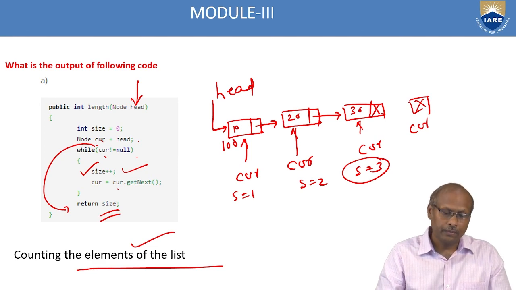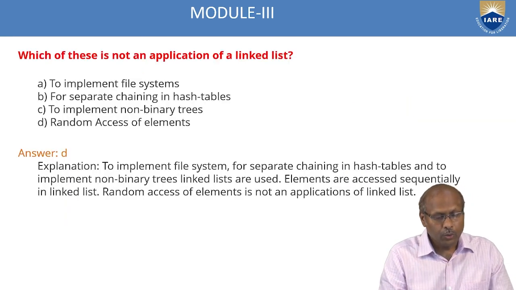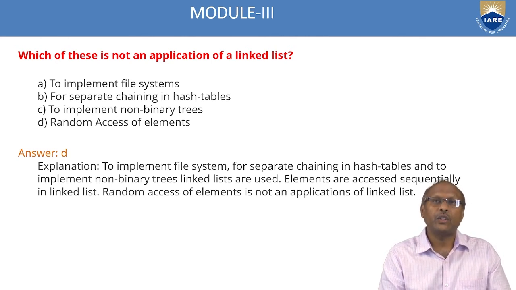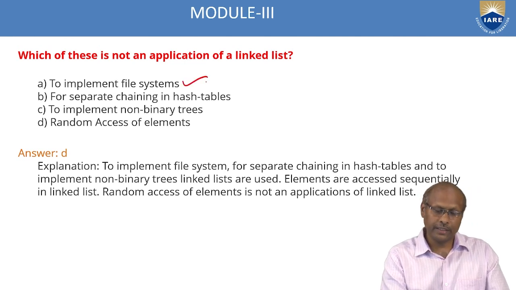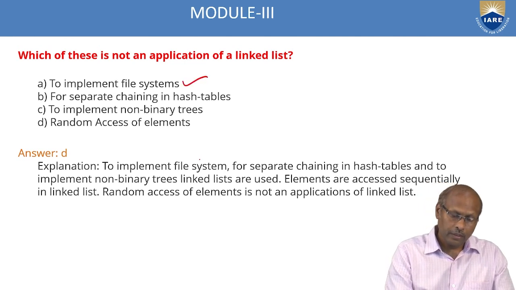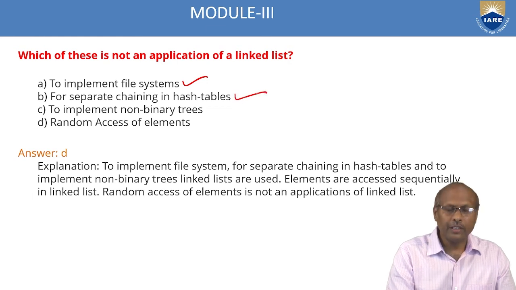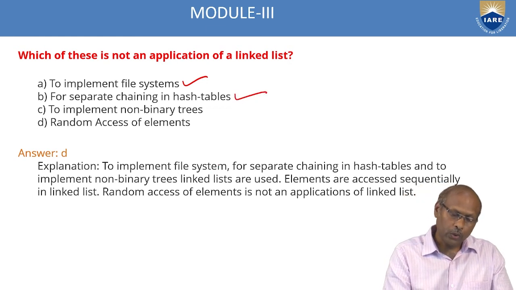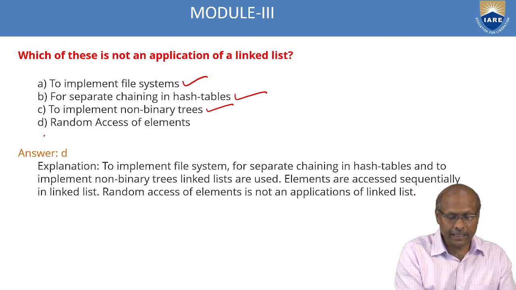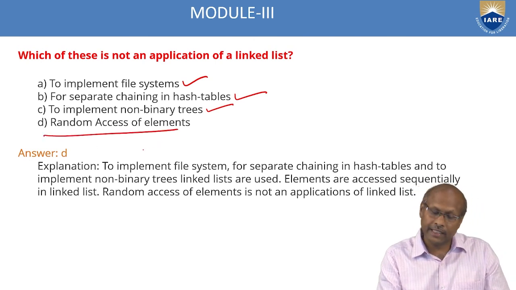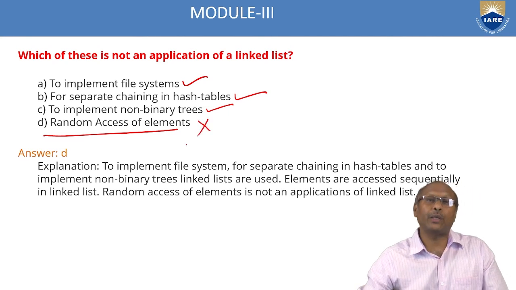Next question. They may ask which of these is not an application of a linked list, where linked lists are not used. To implement a file system, you can use a linked list. Yes. To prepare a chaining hash table, yeah, a linked list can be used. To implement non-binary trees, a linked list can be used. But for random access, linked lists are not at all useful, because randomly you cannot go.